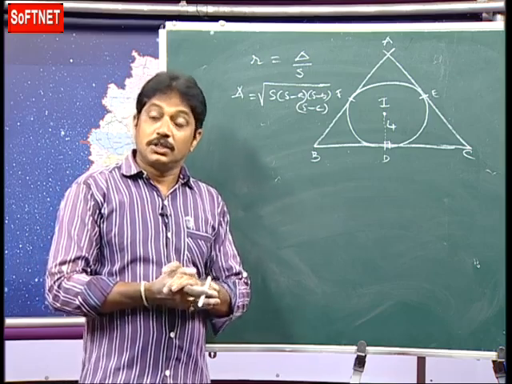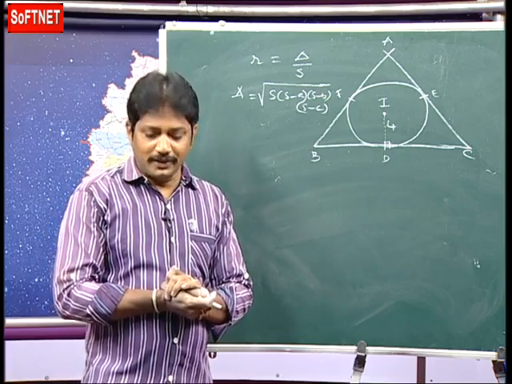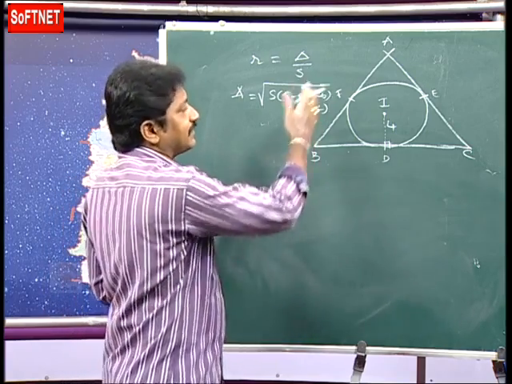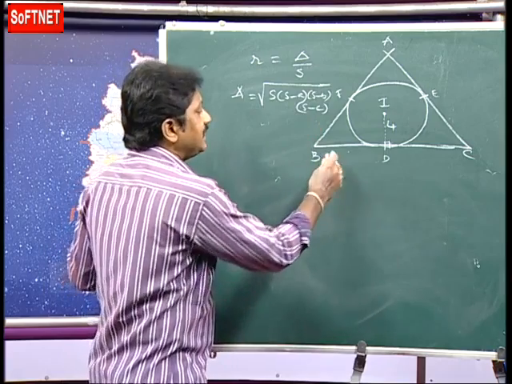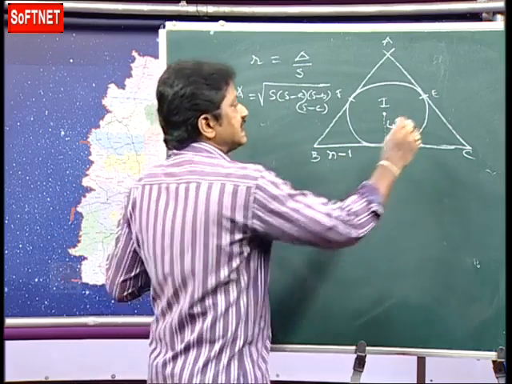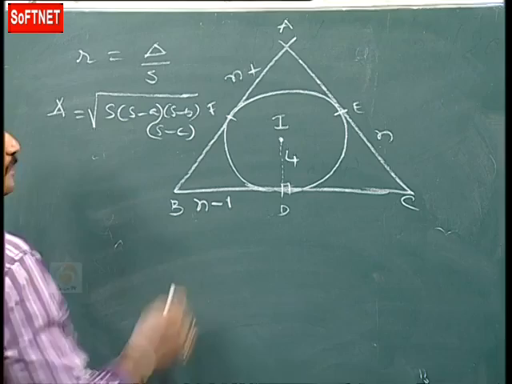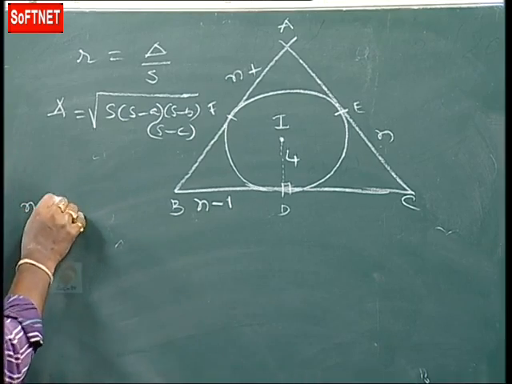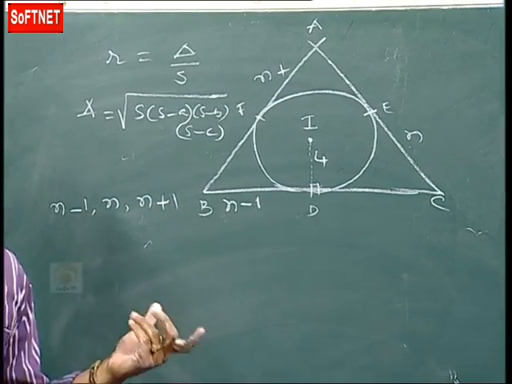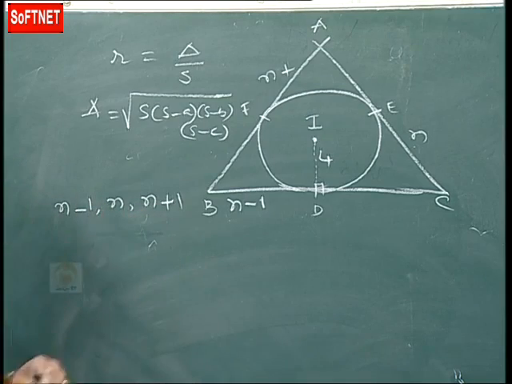Then what is the given information? This is very, very important. BD, CE, AF are consecutive integers. So for our convenience, I will say BD is n minus 1, CE is n, and AF is n plus 1. You know that these are three consecutive integers. Am I correct? Okay.